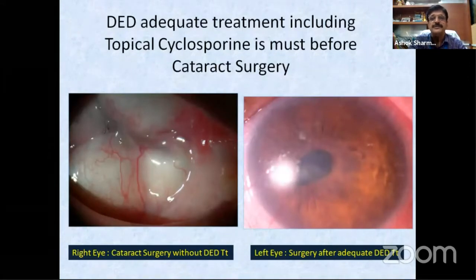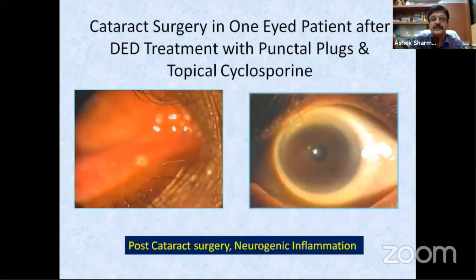In the end, I would like to emphasize that we need to treat dry eye effectively with all the modalities available, including cyclosporine, before we subject these patients to surgery. On the left side, we have a picture of an eye which was operated on without treating dry eye. The patient developed endophthalmitis and finally got a cystectomy. The other eye we treated effectively with all the modalities, including cyclosporine, and we had a good result.